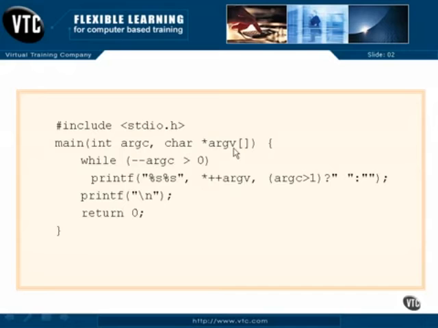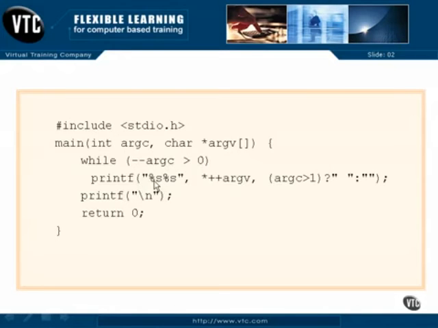You, of course, could call these whatever you want, but most C programmers are going to stick with this standard definition and use argc and argv. C doesn't care what you call these, just that there is an integer and a character pointer array in that order. While we decrement the argument count, if that is still greater than 0, then we have something to say. We have something to print.